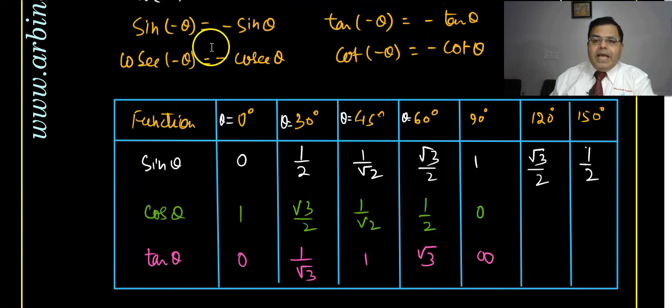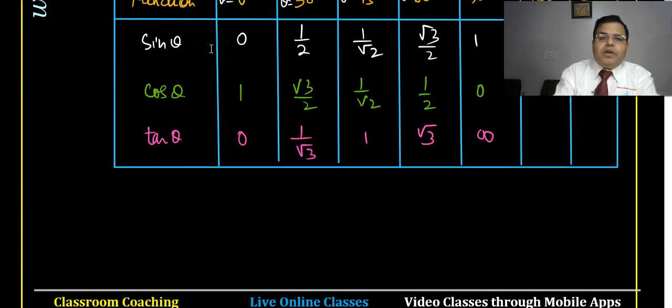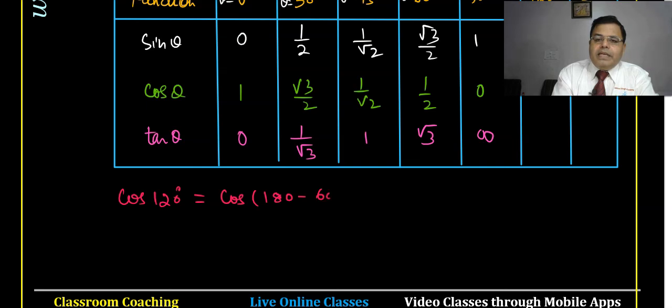You have to calculate tan 120 and cos 120. So how to calculate cos 120? Let me do this question. If you want to calculate cos 120 degree, you can write cos of 180 minus 60. Since 180 is an even multiple of 90 degrees, the function will not change. But this angle lies in the second quadrant, isn't it? For 180 minus theta, it will be minus cos 60. And cos 60 is what? 1 by 2. So the value will be minus 1 by 2.